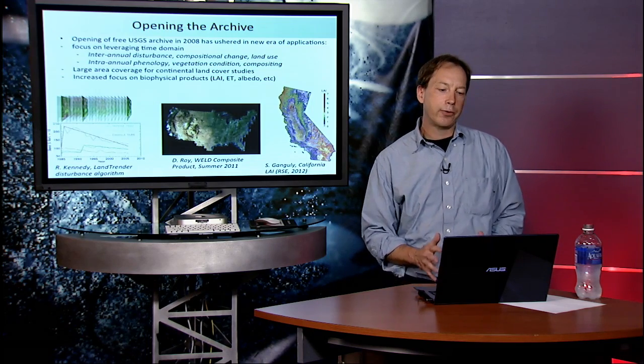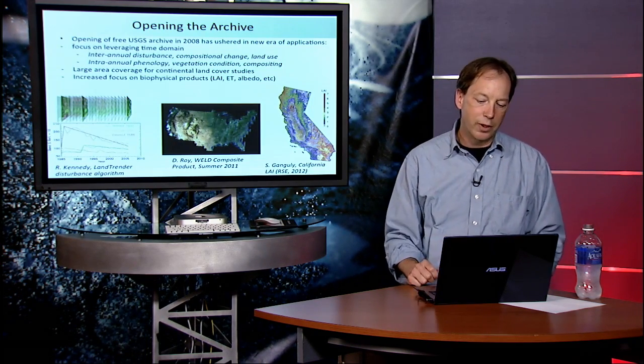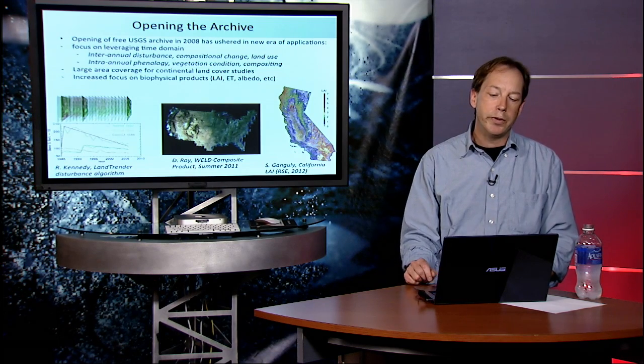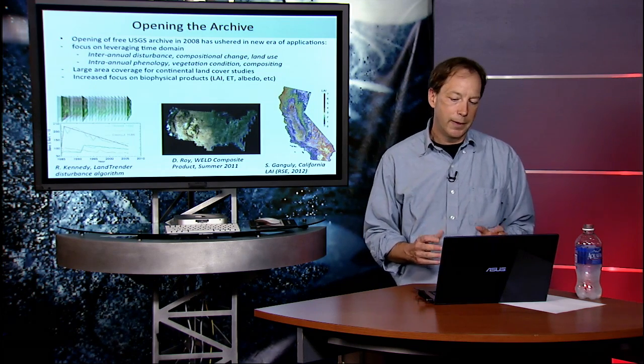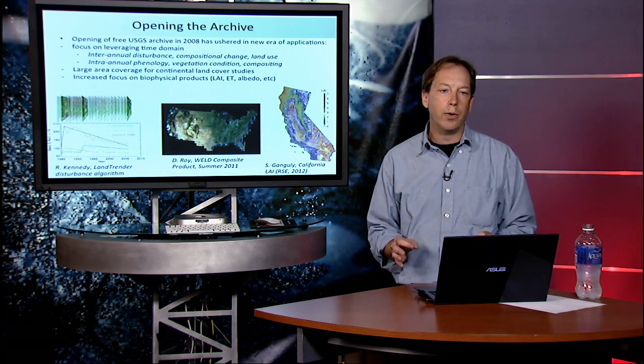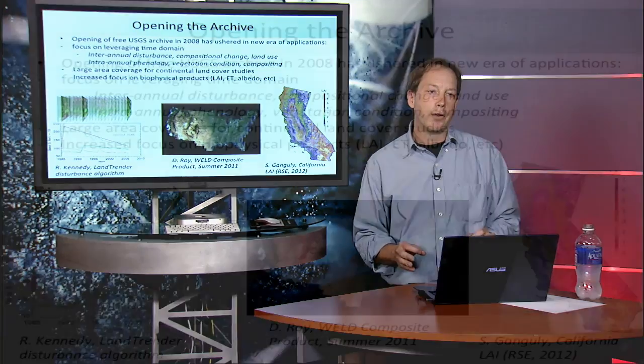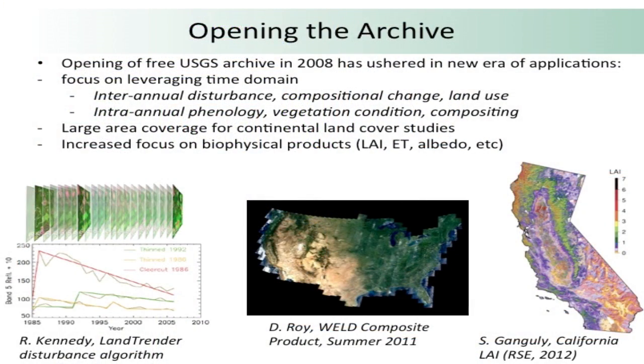Now, one of the key events that occurred in the history of the Landsat program happened in 2008, when the U.S. Geological Survey opened the archive for free distribution. In the bad old days, back when Landsat was commercially operated, a single image could cost as much as $4,000 to $5,000 per scene. And so in today's dollars, that's probably closer to like $10,000 per scene. Since 2008, all of the data have been available for free, and there's as much data as you want to download. And so this has really put a new energy into the analysis of Landsat data.